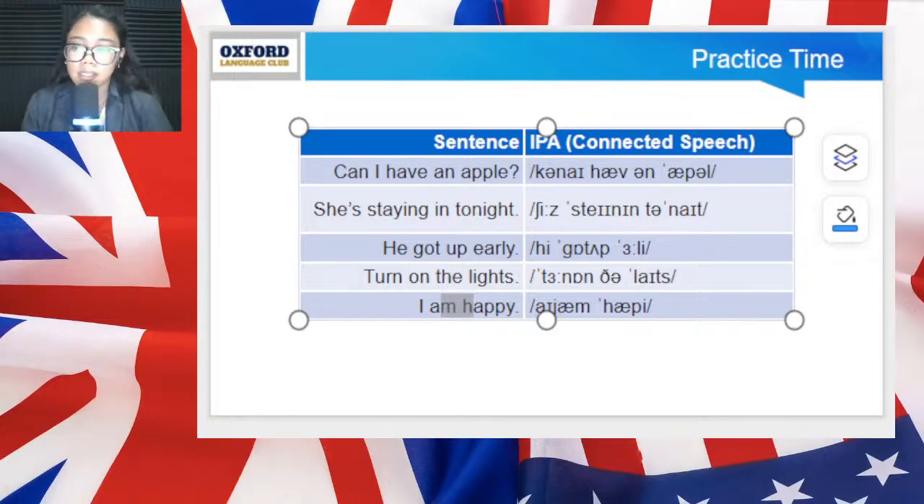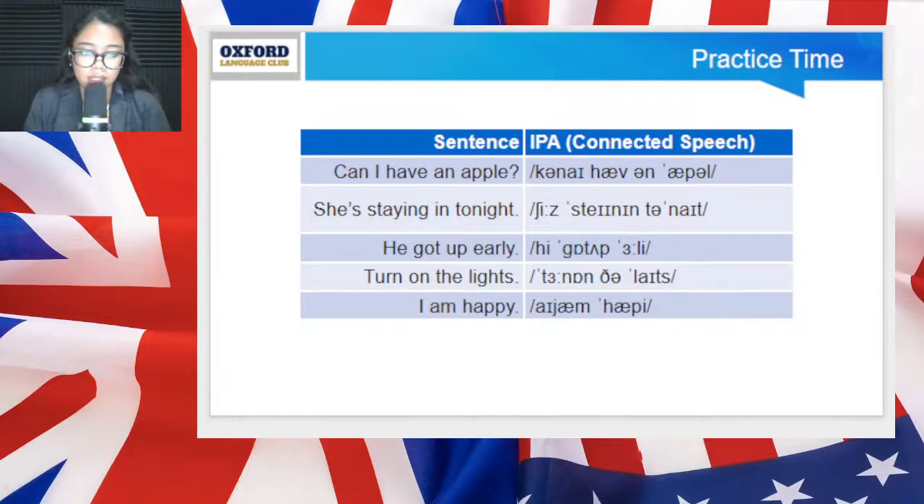Let's practice this connected pronunciation. I'm happy. I'm happy. Focus on making that I am flow directly into happy without a pause. Okay? I am happy. Your turn. I'm happy. Okay, that's for the first set of sentences.